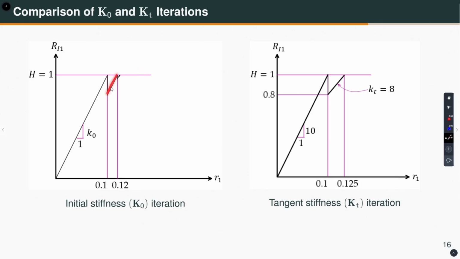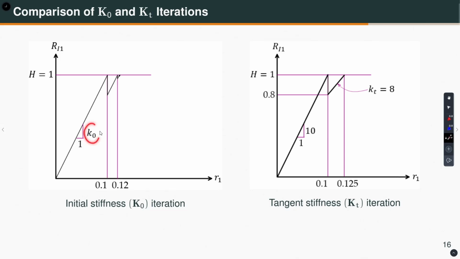So, you draw another line parallel to that, which brings you here, and then again this is your internal resisting force vector considering the P delta correction term. So, you continue like so in a couple of iterations, as you have seen, and we will get the final solution, which is 0.125 meter. Here I am showing up to 0.12, and on the right hand side it is the tangent stiffness iteration.